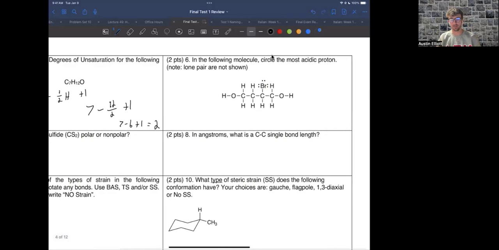Now looking at the most acidic proton. So once again, this is kind of going back to that inductive effect. So we're looking for the proton that has the most acidity or the most likely to let go from their oxygen. So with this boron right here, it has the inductive effect and it's kind of pulling charge away, allowing that proton to leave. So this is the most acidic proton.